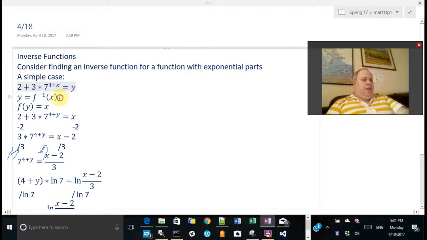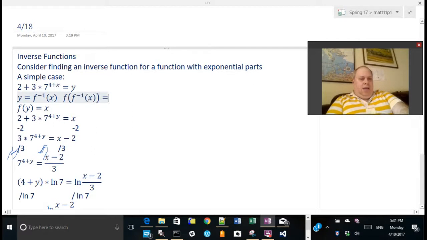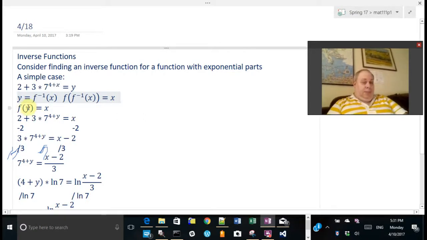So, as usual, I use the trick y equals f negative 1 of x, and we use f of f negative 1 of x, small x, equals x, which in this case turns into f of y equals x. Now for this function, we do 2 plus 3 times 7 to the 4 plus y equals x.